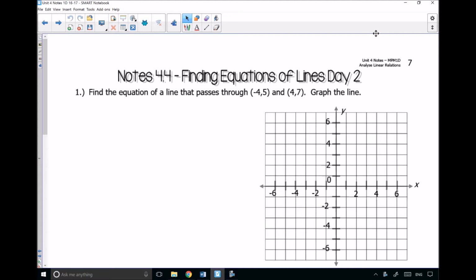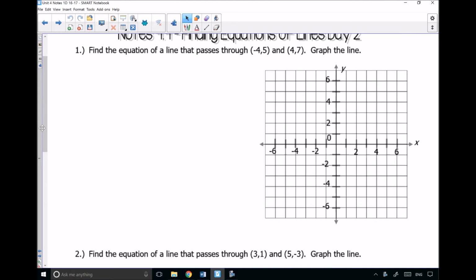And gentlemen, we are looking at notes 4.4, which is on finding equations of lines, day 2. And the first question asks you to find the equation of a line that passes through (-4, 5) and (4, 7). And then we also need to graph the line. So in order to be able to do this, the first thing we need to do is identify the fact that we need to find the equation.